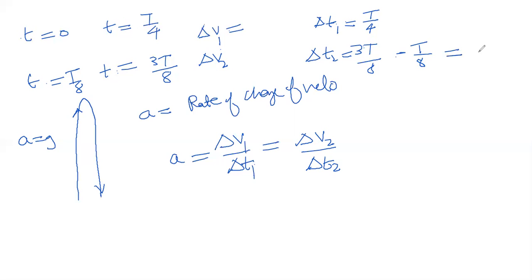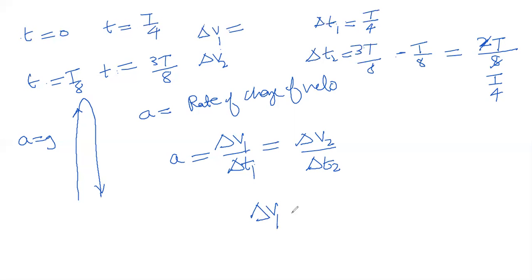Is it satisfying? Yes. If you write that, the new denominator is anyway 8. 3 minus 1 is, sorry, 2, so 2t by 8. If you see, this is also coming as the same time, t by 4. Is it or not? Yes, sir.